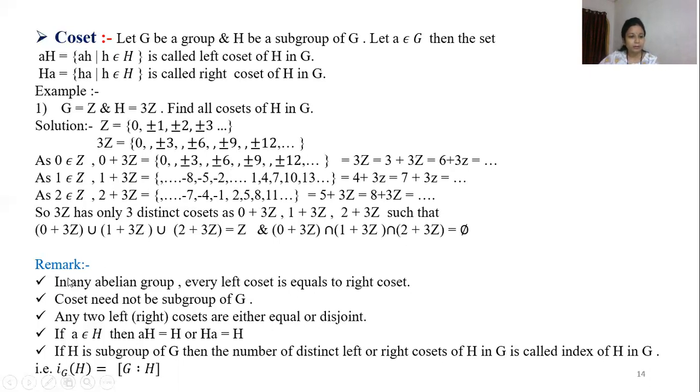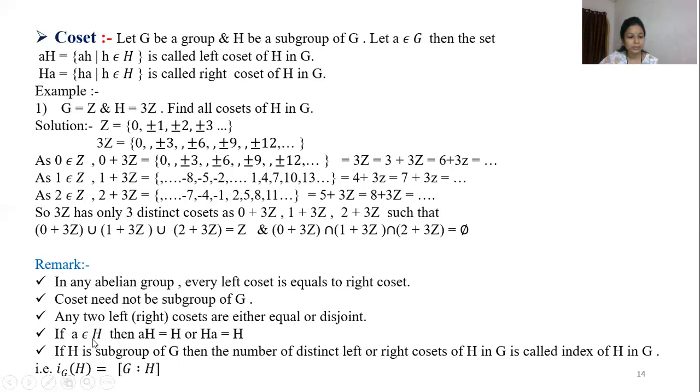Okay, now let us go to the remark. In any abelian group, every left coset is equal to the right coset. If the group is abelian, AH and HA are both the same, no? By the commutative property, the left coset and right coset coincide. A coset need not be a subgroup, which I have explained here. Any two left cosets or right cosets are either equal or disjoint. You can observe this remark.